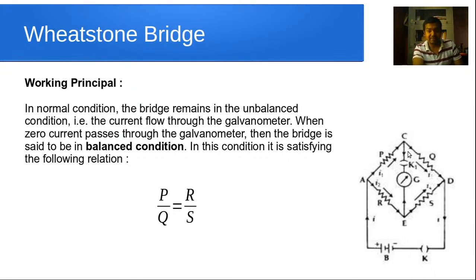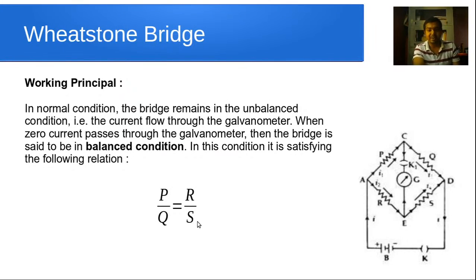Now what is the balance condition? The balance condition is when there is no current flow across the galvanometer. When there is no current flow, that means I1 can flow here only, it cannot go into the galvanometer, or I2 can flow here only, I2 cannot go into the galvanometer. Then this type of condition is called balance condition. So balance condition is a condition when the current through the galvanometer is 0, then the bridge is said to be in balance condition. Okay, and in that balance condition one can easily say that P by Q equals R by S. This is the balance condition.